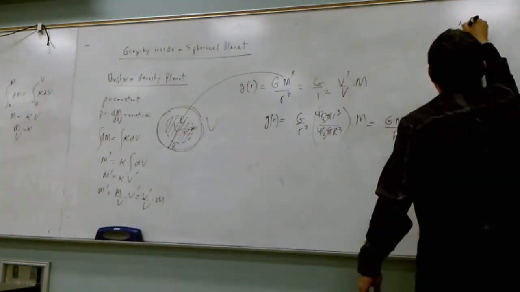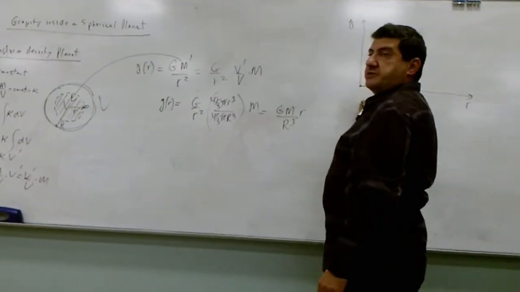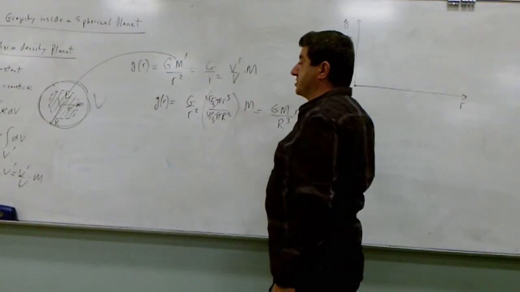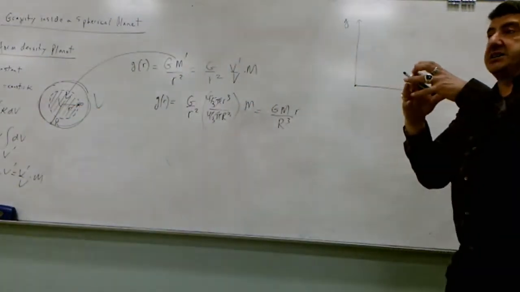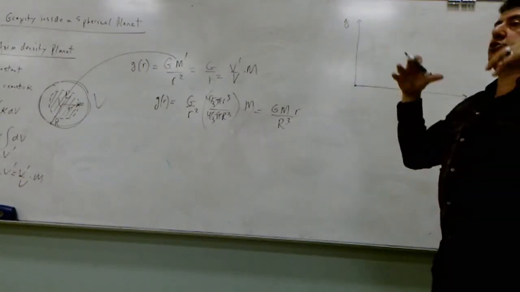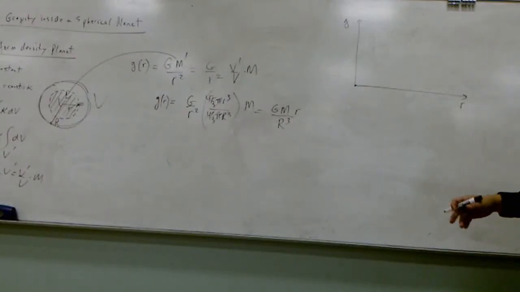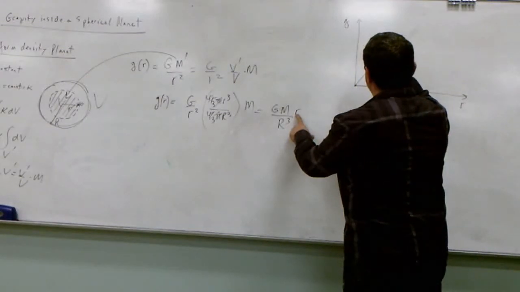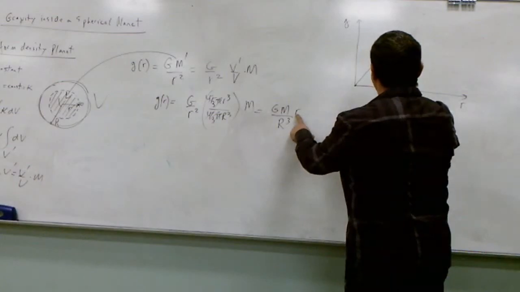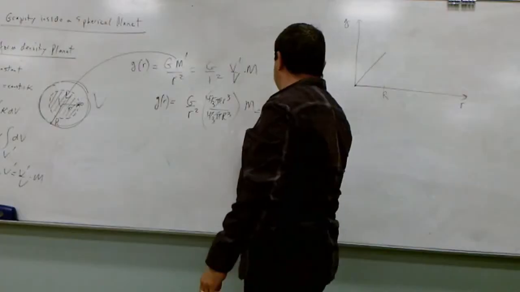So what does that mean? If we plot g as a function of r, when r is equal to zero, the gravitational field is zero. When you're right at the center of a planet like that, since there's nothing inside of you, everything attracts you from all directions, and therefore you weigh nothing and the gravitational field is zero. As r increases, the gravitational field increases linearly, until you get to the radius of the planet.